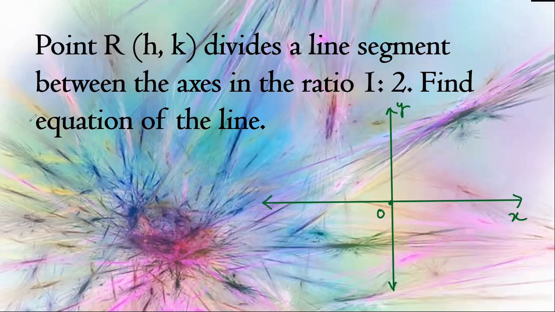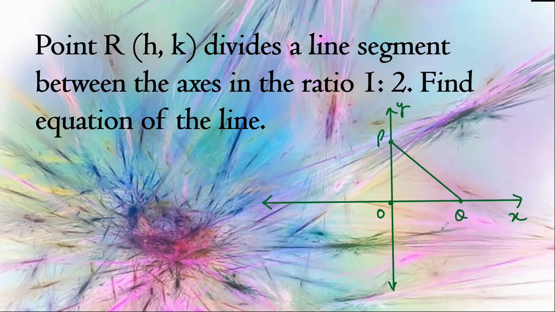Now there is a line segment having a particular value between the axes. We are taking h comma k because we don't know whether h is negative or positive, or k is negative or positive. So we are taking the first quadrant only. Let's say this is the line segment they are talking about. Let's take this point as P and this point as Q.